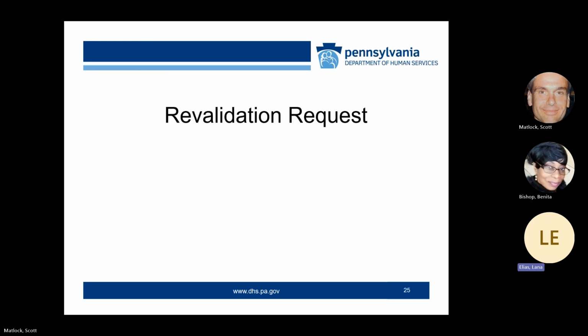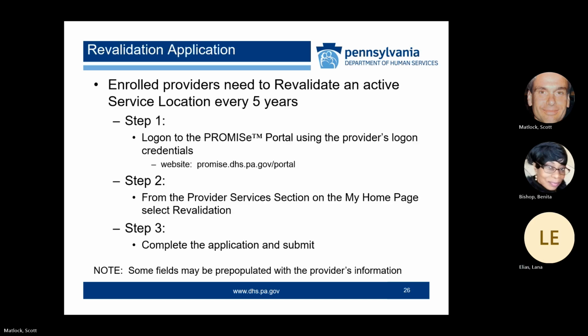On to a revalidation request. Now, enrolled providers, per the ACA regulations, need to revalidate an active service location every 5 years. In order to access the revalidation application, providers will need to log on to the Promise portal using their provider's logon credentials. From the provider services section on the My Home page, once you log in, you want to select revalidation and complete the application and submit.